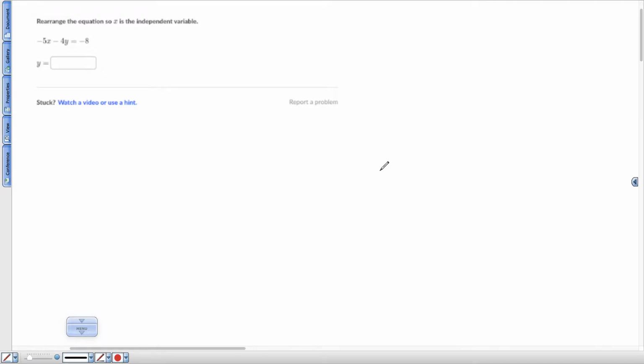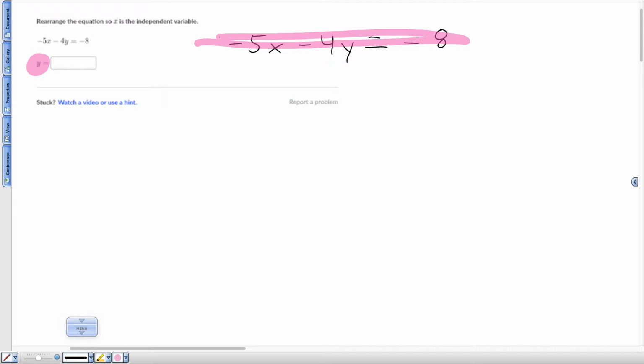This problem is asking, and I'm going to rewrite it, it's giving us a problem that says negative 5x minus 4y equals negative 8. And what it wants us to do, if we look over here on the side, it wants us to write it where y equals something. So that's our job: we're going to take this entire equation and set it to be something where it says y equals something. All right, so that's what's happening here.